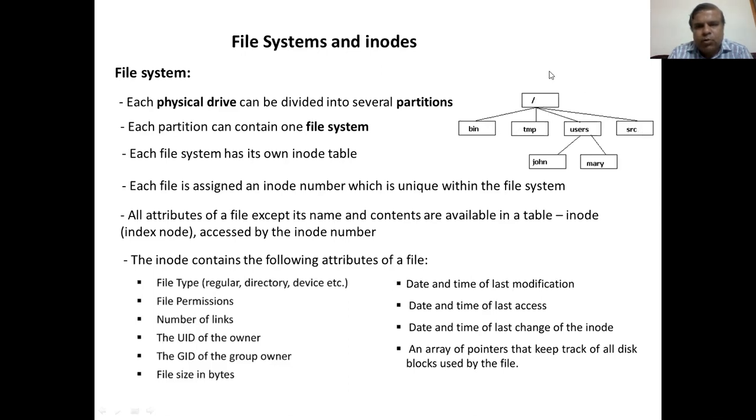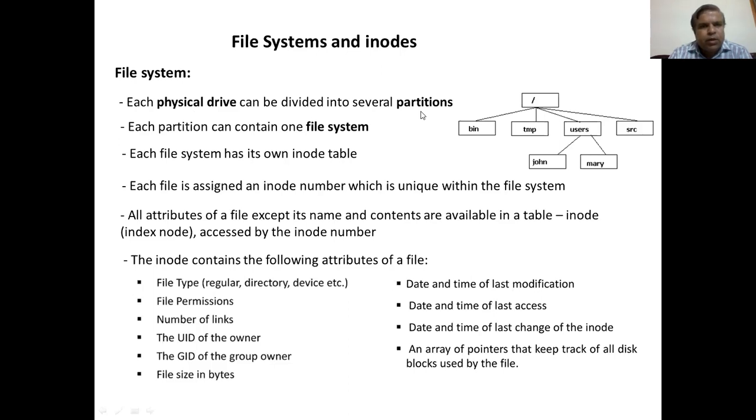This diagram shows the Unix file system. The root directory is identified by the forward slash, and under the root directory we have subdirectories like bin, tmp, users, src, and so on. So the Unix file system is a collection of files and directories. Each physical drive can be divided into several partitions.